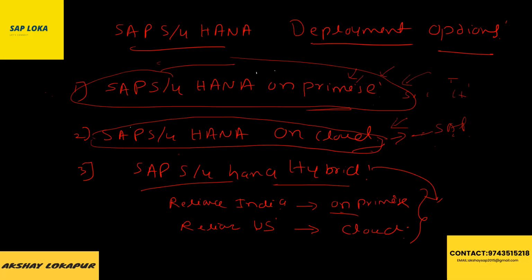Another example, if you ask me. This is an important example. Here, on-premise, the company has our MM module, SD module, FI module, your EWM. Like that we have implemented.